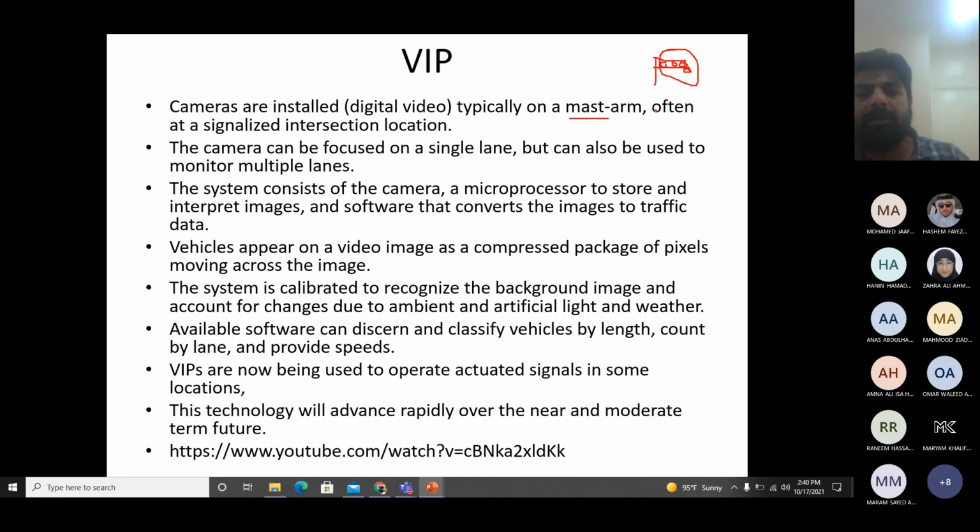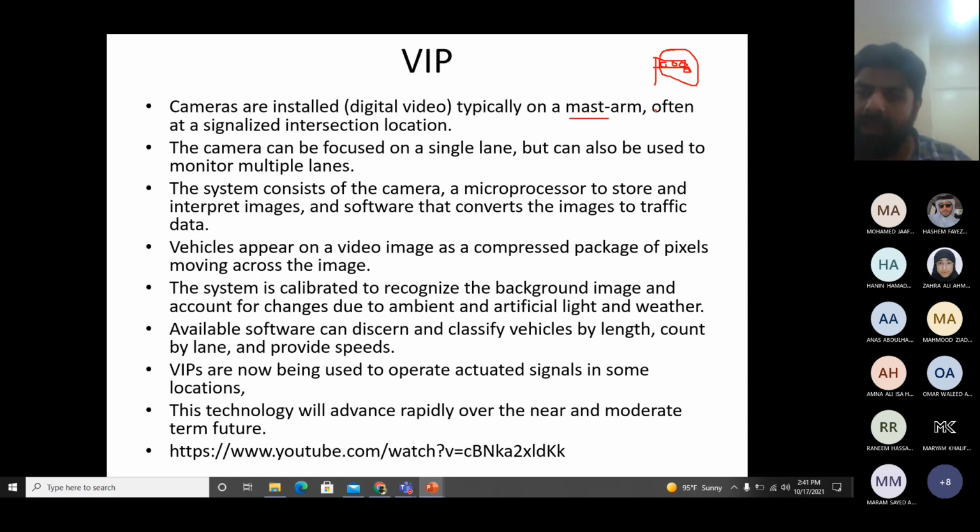When a vehicle is moving through the video, it is a compressed set of pixels. So the calibration is done, and whenever a compressed set of pixels of that size moves through the video, the processor can detect it. This calibration must be done in different conditions, because the conditions of the road will change according to weather, according to light, according to time of the day. So the calibration must be done at different timings.